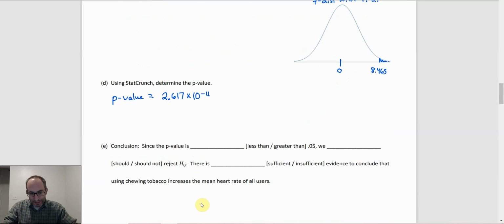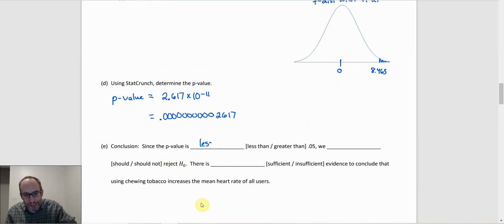All right. Well then, since the p-value is, certainly that's less than 0.05, right? Because this is 1, 2, 3, 4, 5, 6, 7, 8, 9, 10 zeros, then 2, 6, 1, 7. So yeah, that's definitely less than 0.05. So less than 0.05, that's when we are going to reject. So we should reject the null, and there is sufficient evidence to conclude what's in the alternative.